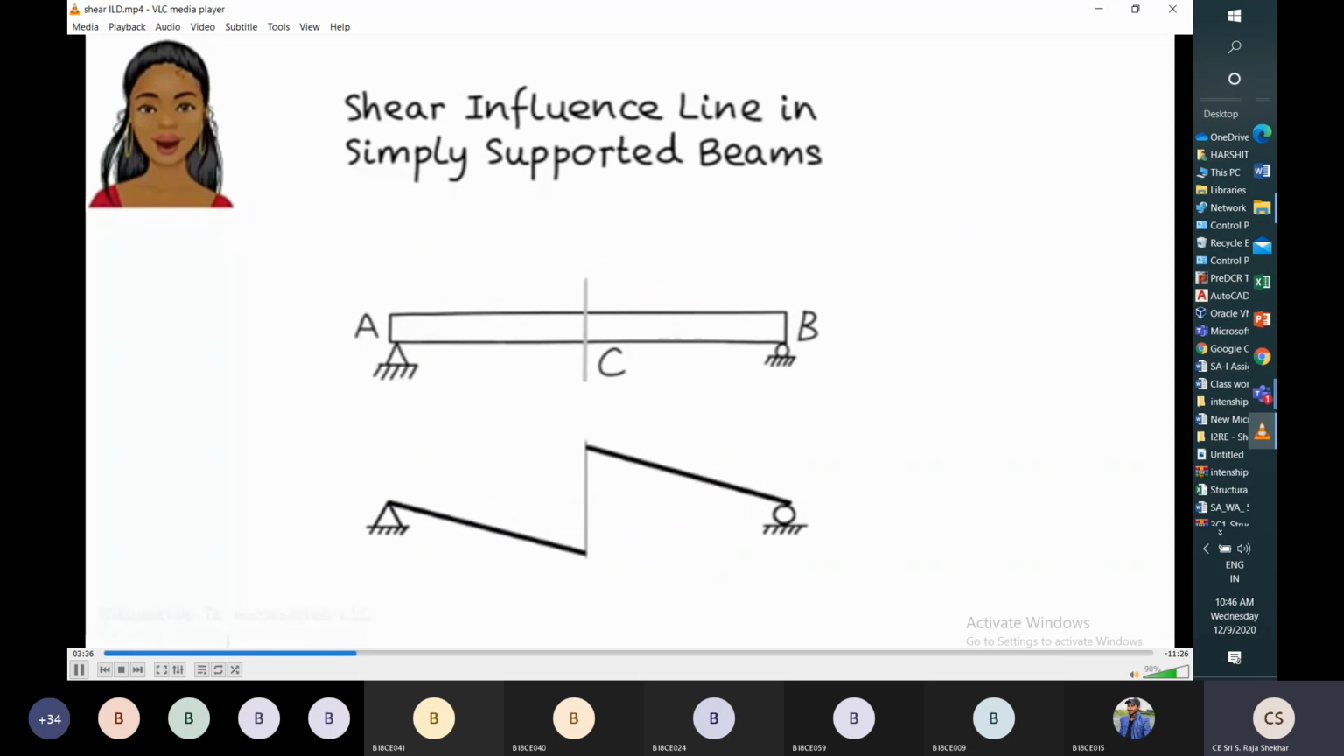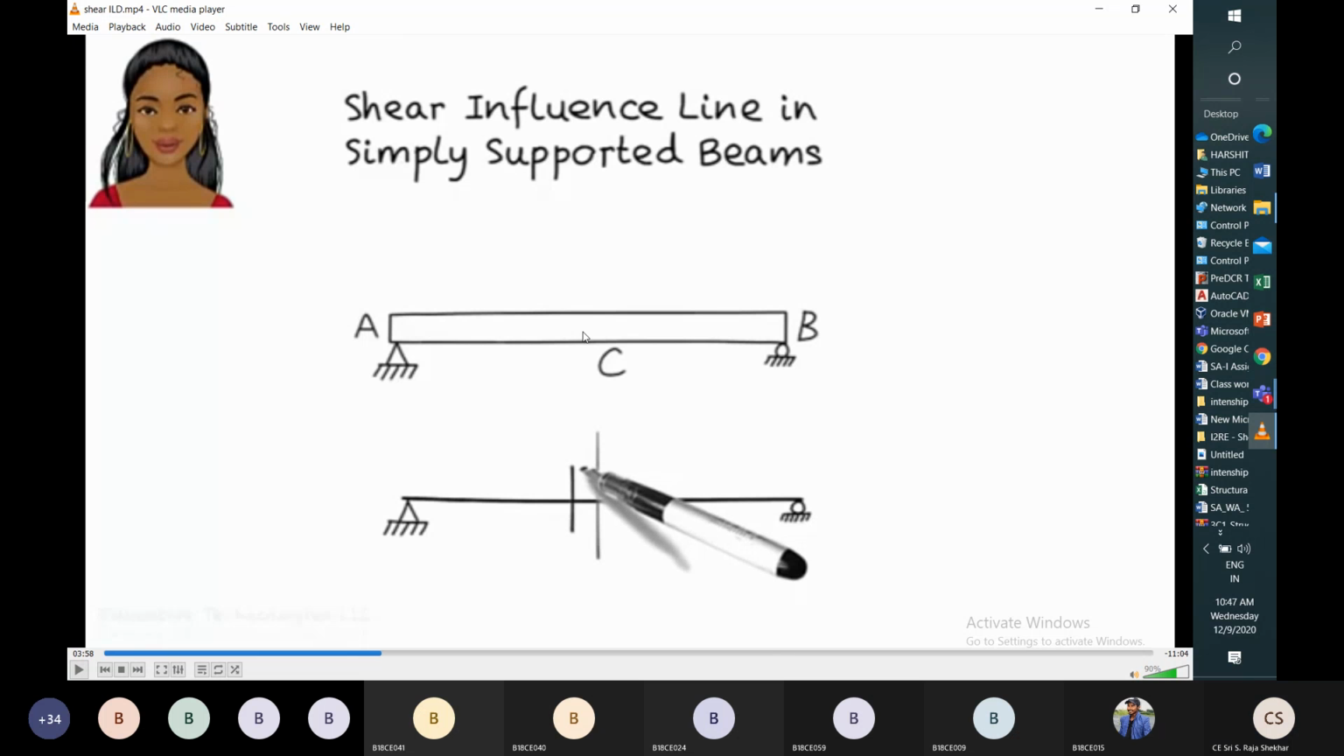For that, where we require a shear influence line at a section, we have to cut the section and insert two sets of rollers at the section. We have to insert two sets of rollers, one on the left side of the section and another on the right side of the section.